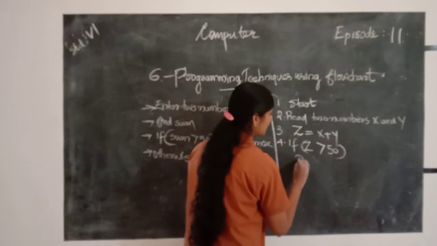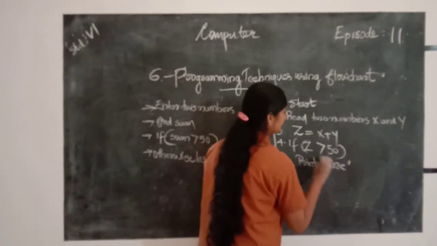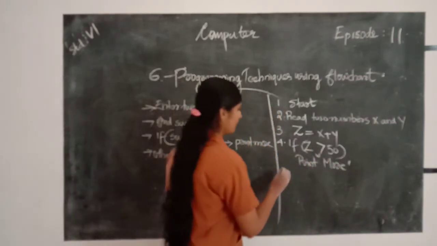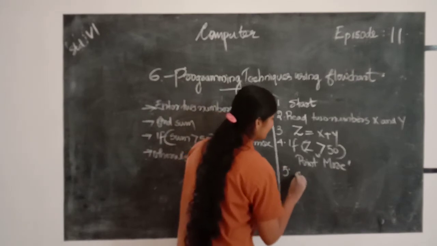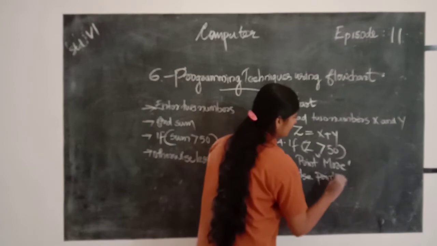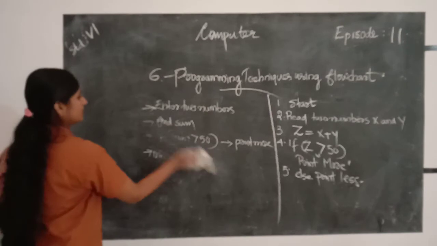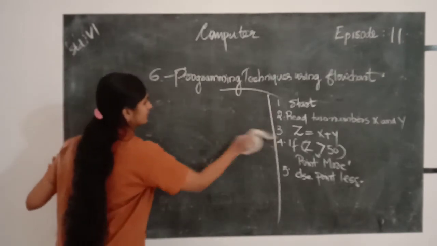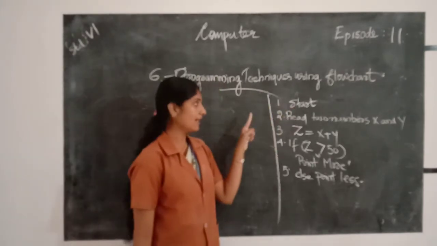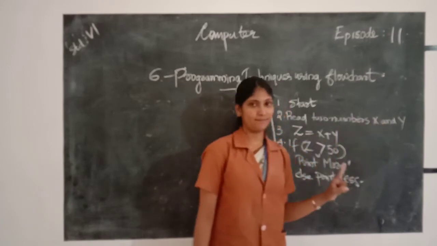Then print more. Okay. Otherwise less. Fifth step, else print less. Okay. So here this is the algorithm. First start, then second step, read two numbers x and y.